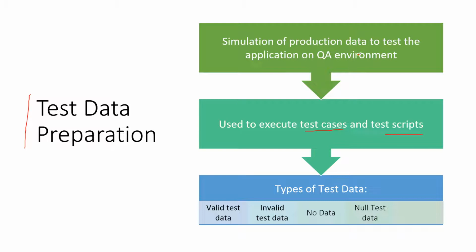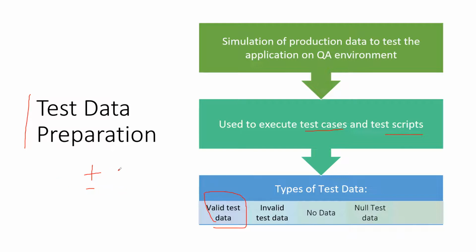Okay, so for executing both test cases and test scripts, we'll be using this test data which we have prepared. Now we have different types of test data. First, for happy path or positive testing, we'll be using valid test data. While doing negative testing, which means going against the requirement, we'll be using invalid data.